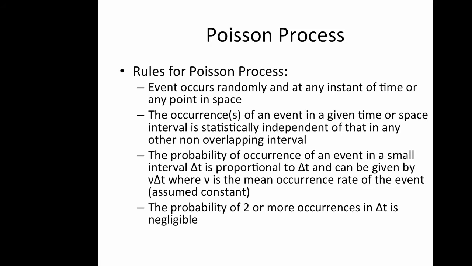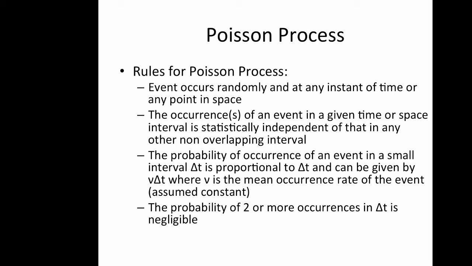And the Poisson process has several rules. The event can occur randomly at any instant of time or any point in space. All right, so this right away, if the event follows this, then our Bernoulli sequence is not going to be able to predict the probability associated with the events occurring or not occurring. The occurrences of an event in a given time or space interval is statistically independent of that in any other non-overlapping interval.